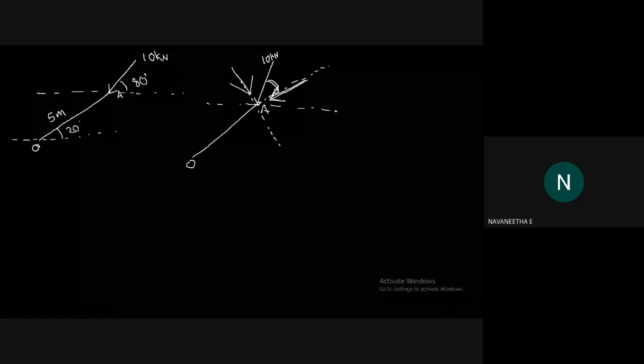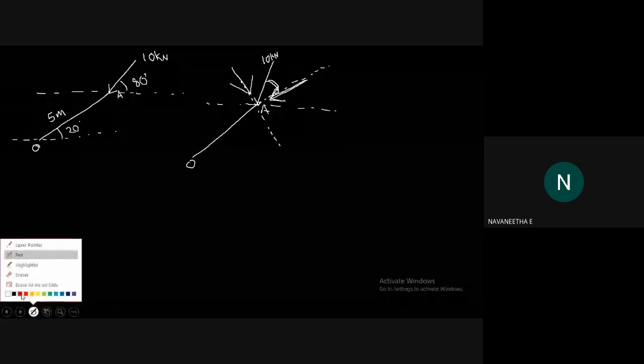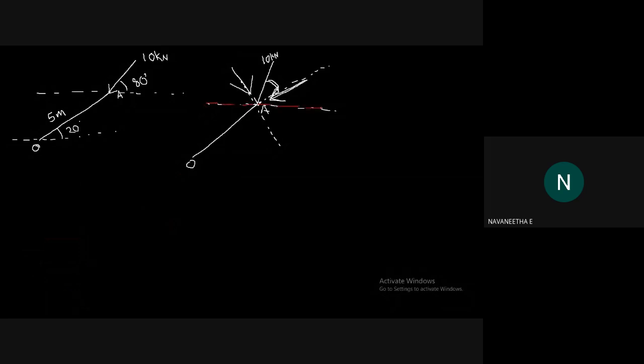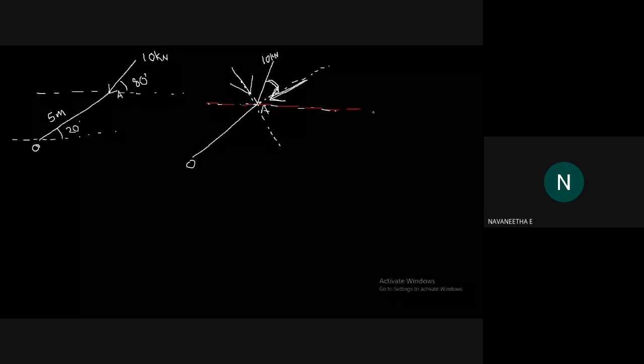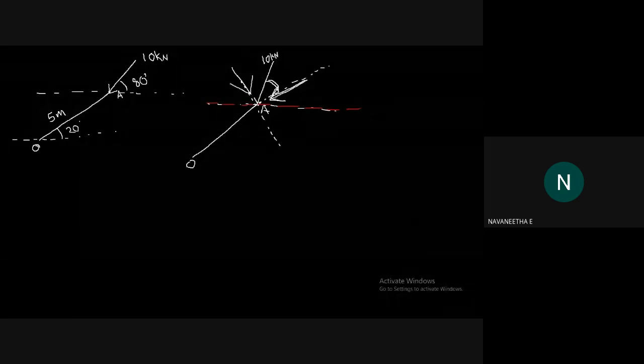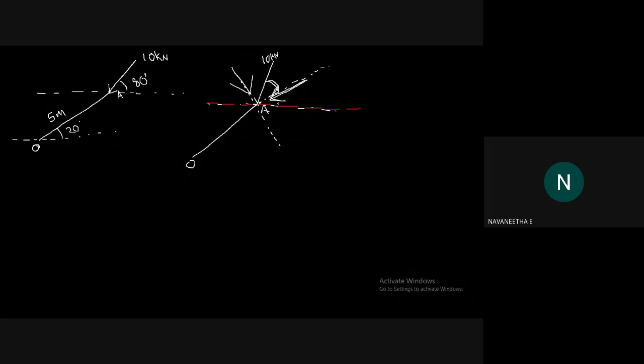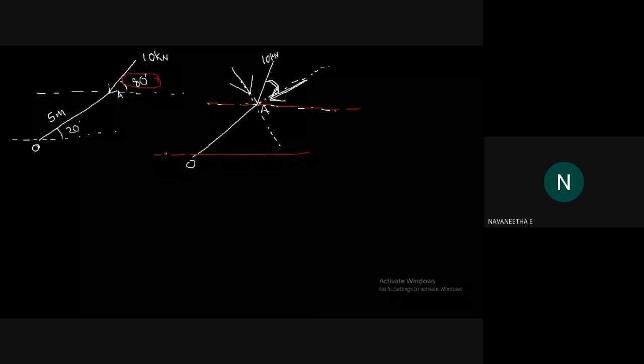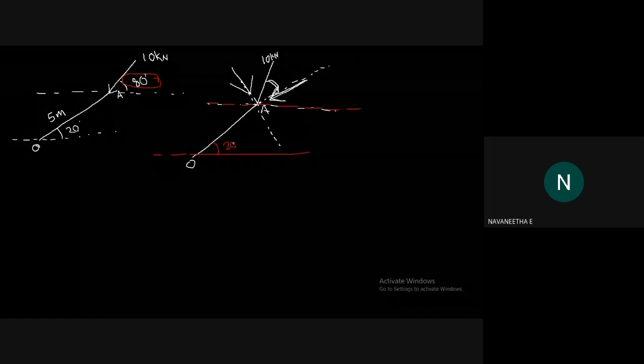Okay, so I am using another color to define the original x-axis, and our coordinate system. This is the original x-axis. We know the angle made by 10 kilonewton with this original x-axis is what? 80 degrees. It is already given in our question. Also it is given that the angle made by the beam OA with the horizontal axis is 20 degrees.